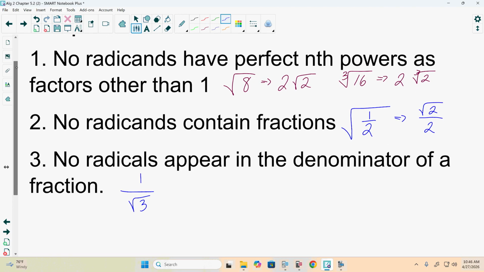Second one, radicals cannot contain fractions. I can't have a square root, cubed root, fourth root of a fraction inside. All right, guys. Make sure we're writing these down because you'll need these. And no radical can appear in the denominator of a fraction because if any of these show up, we will have to simplify. We do have to rewrite it.